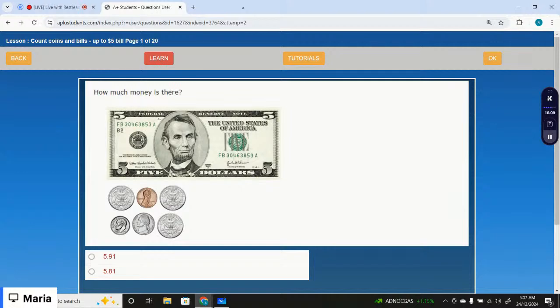This one is only one dime. You can count a dime by 10, that is 5.85. You have one nickel, you can count a nickel by 5, so that is 5.90, and one penny, that is 5.91. Option number one is the correct option, that is $5.91.